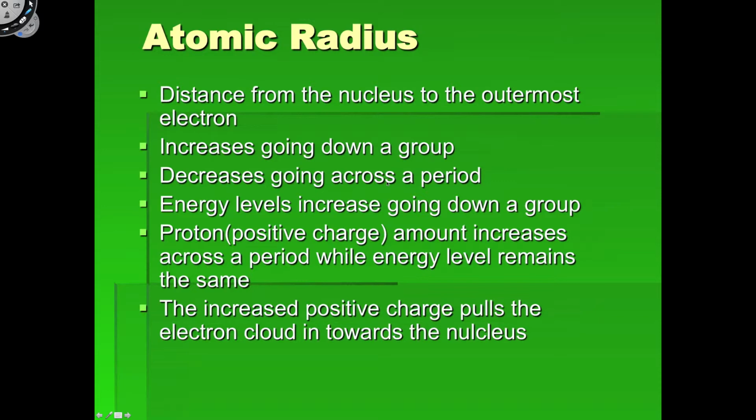Now going across a period from left to right, it's a little harder to see. The first thing we have to understand is that going from left to right, we aren't adding energy levels, we're only increasing the sublevels. So if I go across row 2, for example, all the electrons that I'm running into are in the second energy level. They're not getting farther away from the nucleus. So that's easy enough to see why it doesn't increase. But why does it decrease?